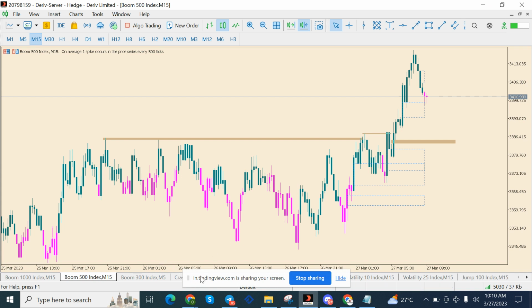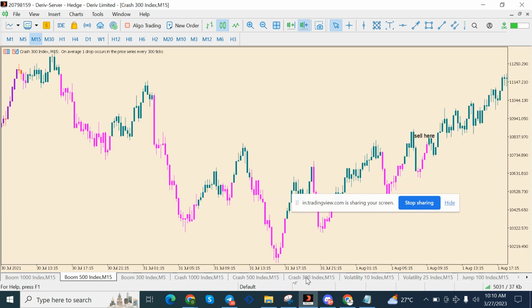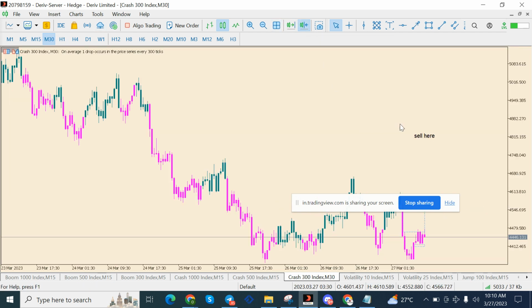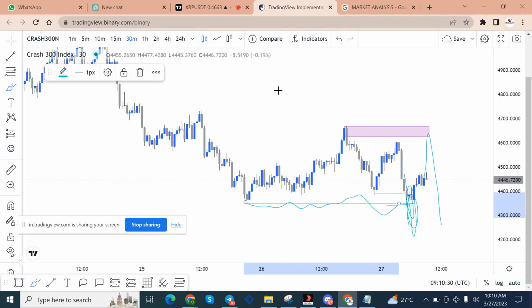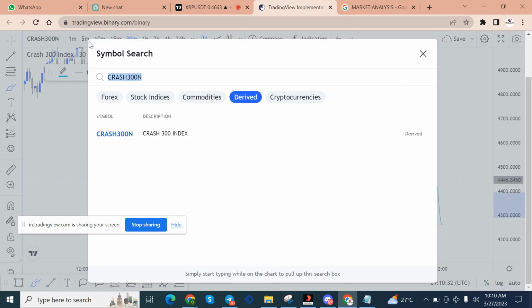Anyway, let's check Crash 300. So let's go to M30. All right, so we have this as the full FVG. So there's actually no FVG there. All right, so is there any pair we have not looked at?